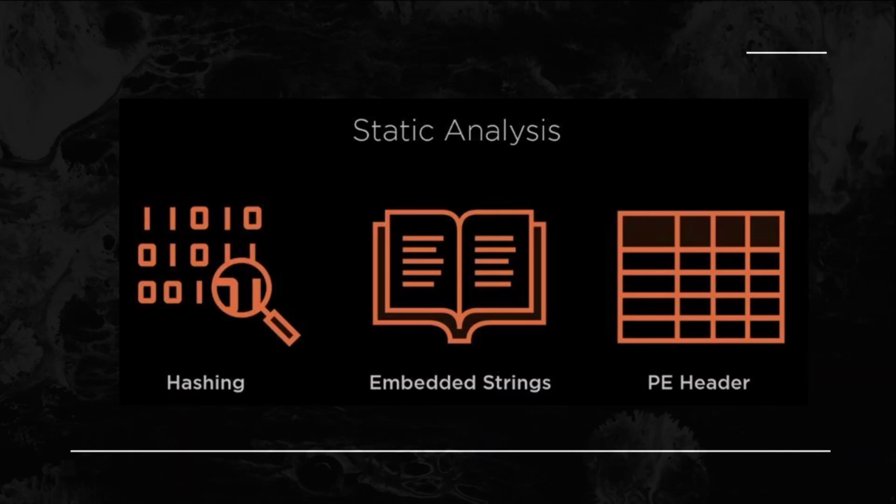PE header is a crucial part of Windows executable files. It contains metadata about the file, including information about sections and other attributes.